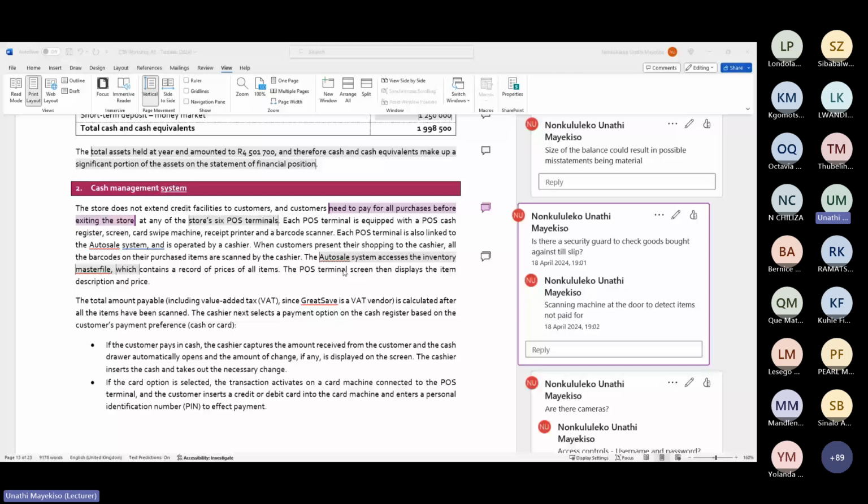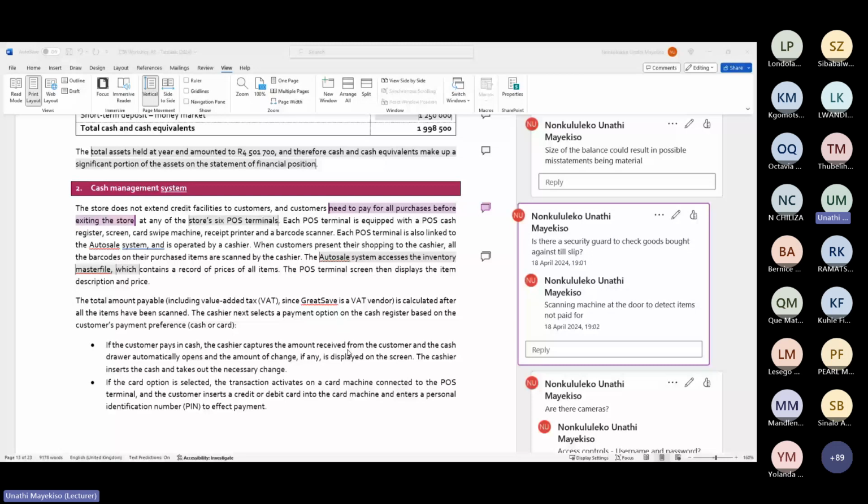The total amount payable, including value-added tax, since Great Save is a VAT vendor, is calculated after all the items have been scanned. The cashier next selects a payment option on the cash register based on the customer's payment preference, which is cash or card. If the customer pays in cash, the cashier captures the amount received from the customer and the cash drawer automatically opens and the amount of change, if any, is displayed on the screen. The cashier inserts the cash and takes out the necessary change.